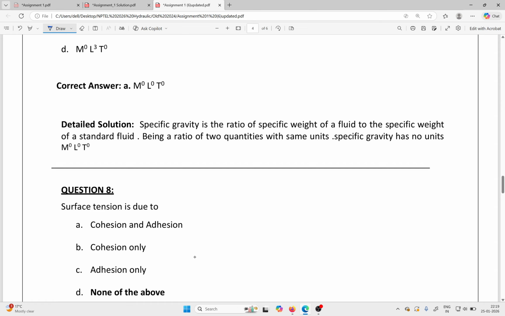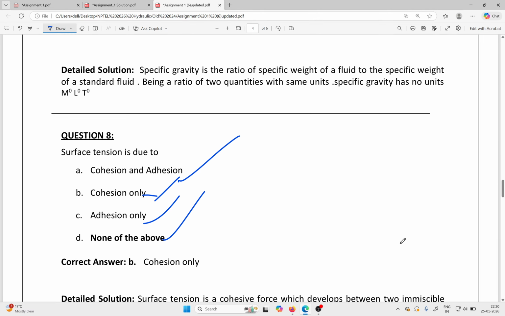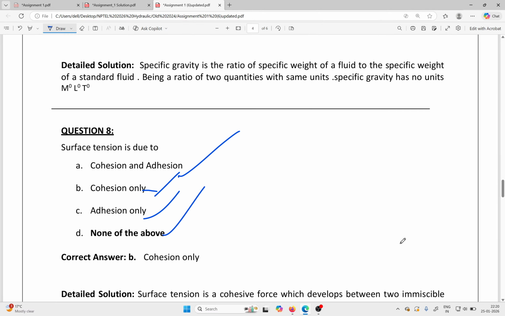Surface tension is due to cohesion and adhesion, cohesion only, adhesion only, none of the above. The surface tension is due to the cohesion, adhesion, none of the above. It is the cohesion only, not adhesion.